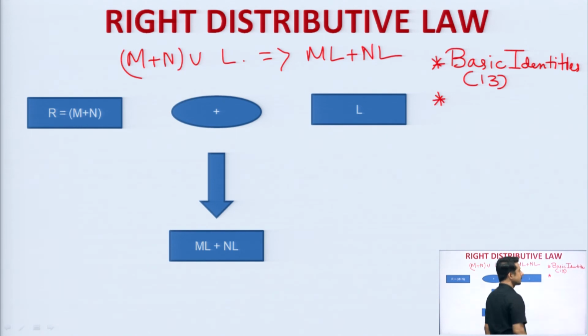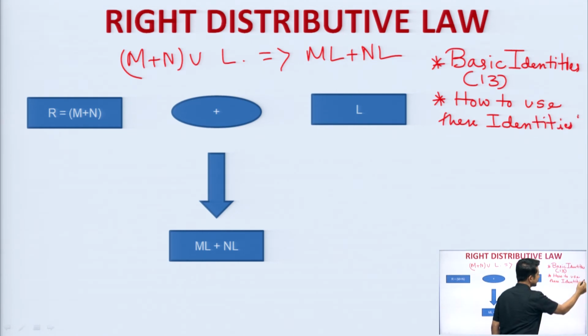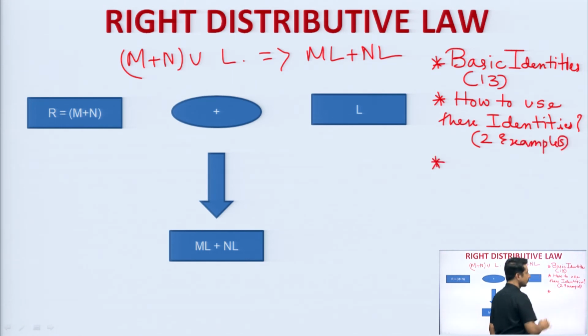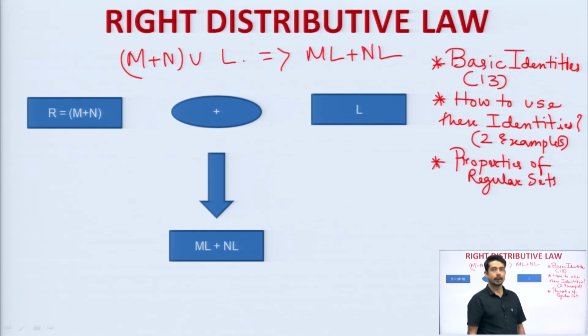Then one more thing we have learned is how to use these identities. This concept we have seen, and for this I have done 2 examples to let you know, but you need to practice a lot so that you can grasp all the identities in a smoother way. Then we have seen some of the properties of regular sets or regular expressions.